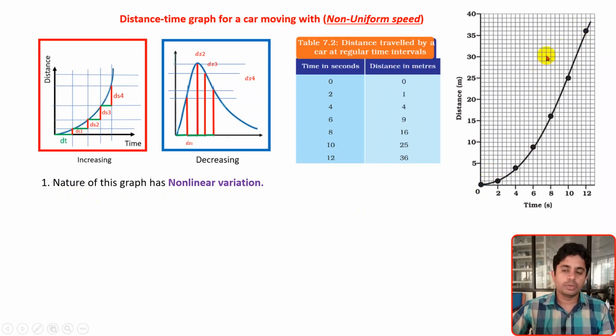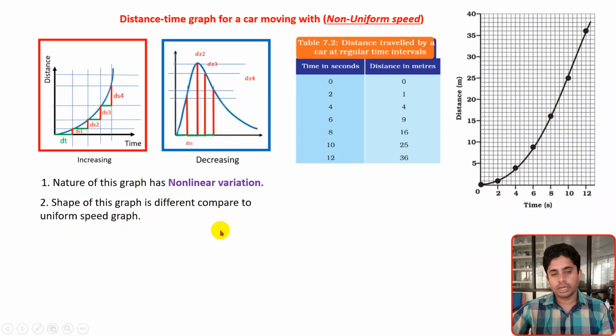See, in uniform speed, distance and time were in direct proportion. So distance is directly proportional to time, meaning as time progressed, distance increased, right? But here, exactly similar behavior is not there. So the nature of this graph is non-linear. The shape of this graph is different compared to the uniform speed graph.